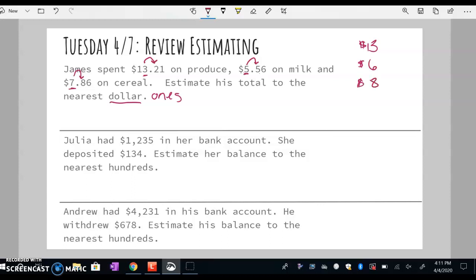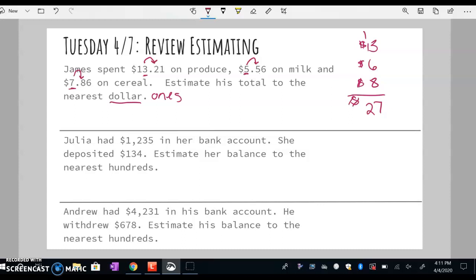And then I'm going to add my dollar amounts together. Okay, so 6 plus 3 is 9, plus 8 is 17. Put down 7, carry my 1, and 1 plus 1 is 2. We can estimate that his total is about $27.